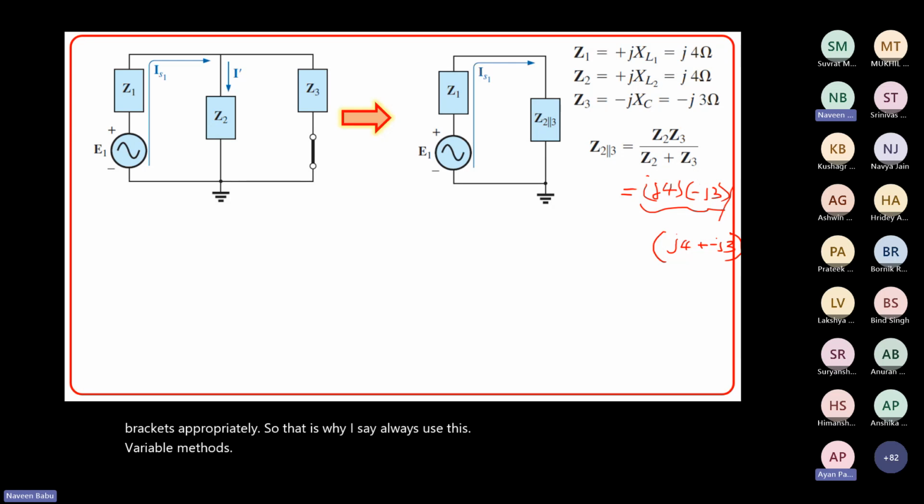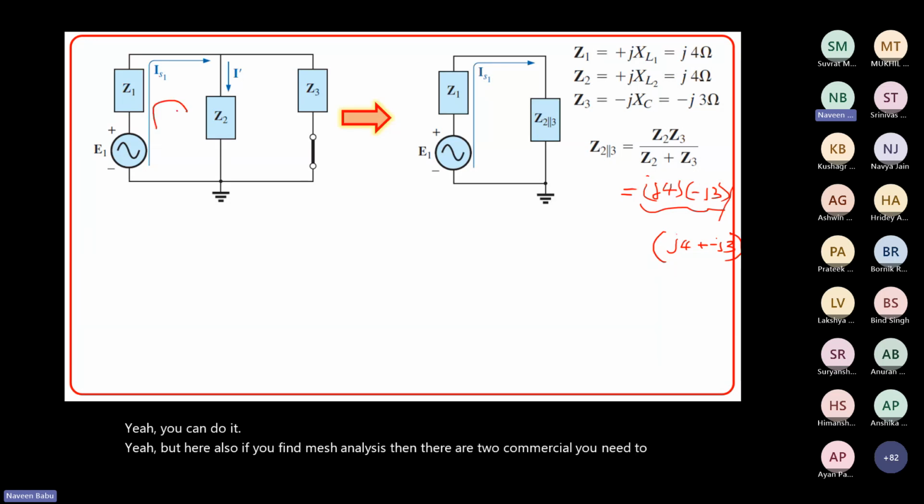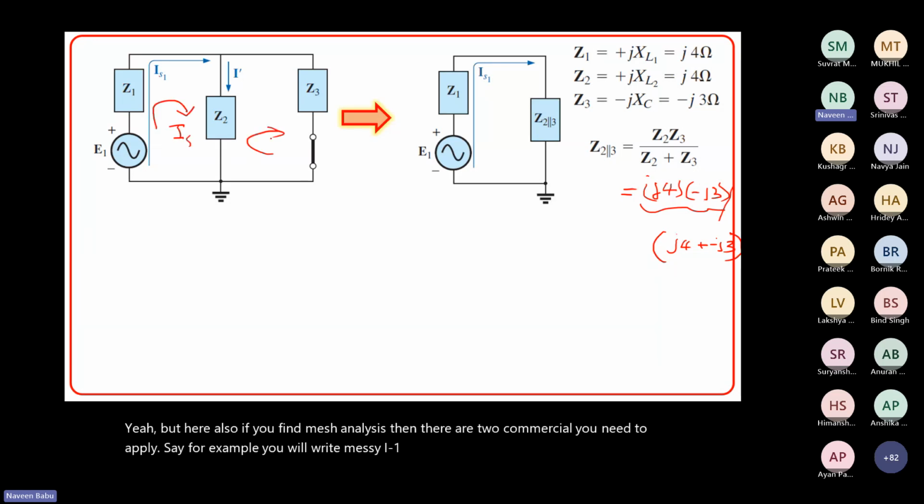So Z2, Z3, yes. After we've shorted the voltage source, we can use any way to find the current, right? Yes, any method you can follow. For example, even if we wanted to do a mesh here, if we found that easier, we could do that, right? Yes, you can do it. But here also, if you use mesh analysis, then there are two Cramer's rules you need to apply. You will write mesh I1 here, I2 here, and I dash is nothing but I1 minus I2. So again, you will have two Cramer's rules.